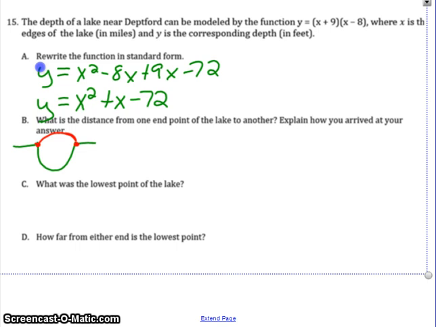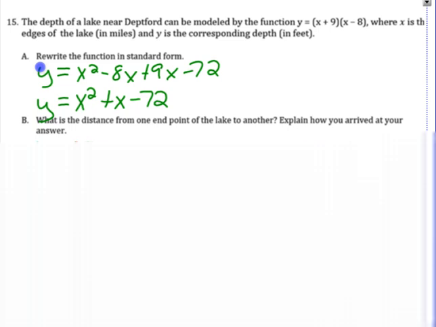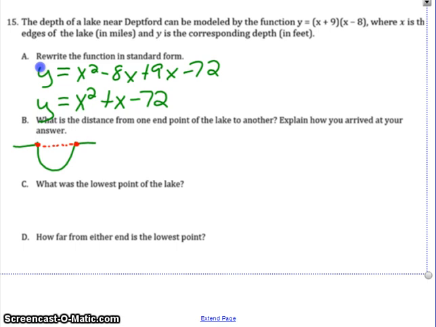Maybe I shouldn't have drawn that little arch there. Okay, let's make this a dotted line instead. It's that distance right there. Okay, so we want to know the distance between those two x-intercepts. All right, let's find the two x-intercepts. Oh, look, it was given to me in factored form. Let's just set the factors equal to 0.